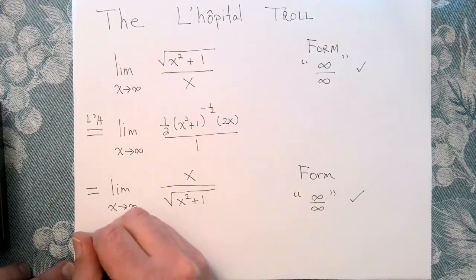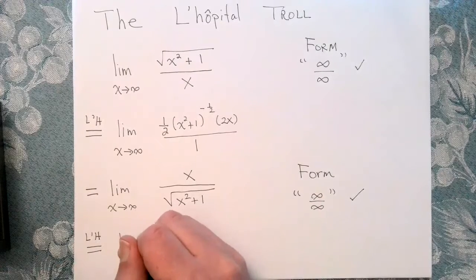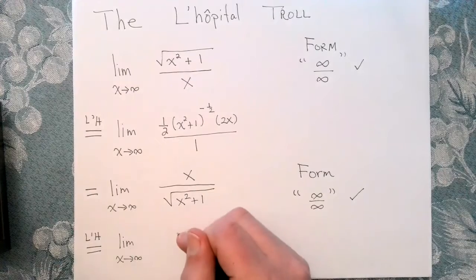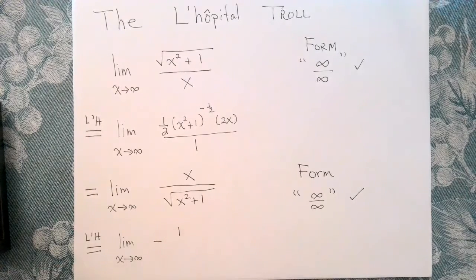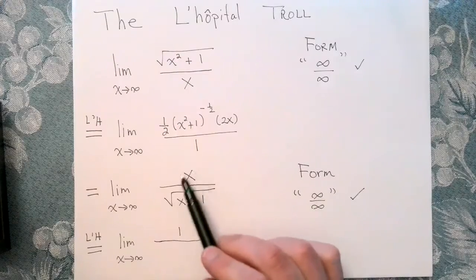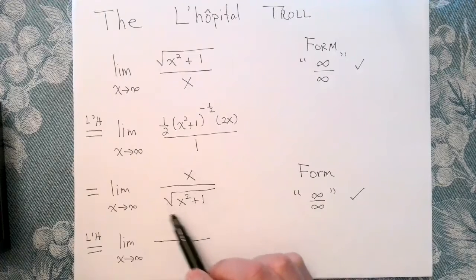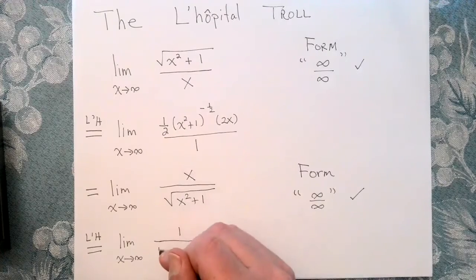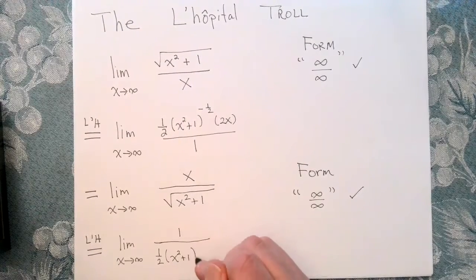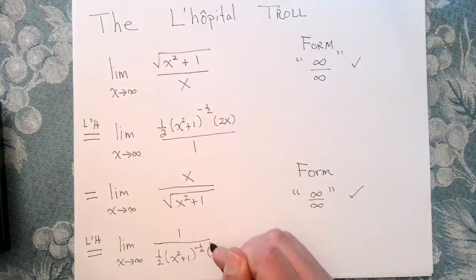So by L'Hopital's rule, we have the following. We have the limit as x approaches infinity of the derivative of the numerator. Yikes on that one, right? So the derivative of the numerator over the derivative of the denominator. So when I take the derivative of the denominator, I want to be careful, right? Look out for chain rule. So that's going to be 1/2 times x squared plus 1 to the minus 1/2 times 2x by the chain rule.